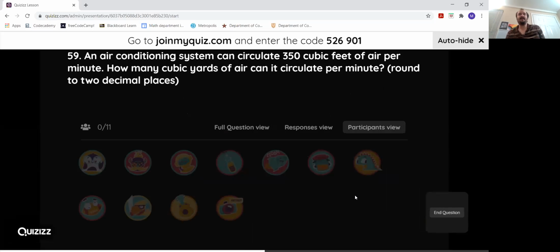Okay, so now we're doing an air conditioning system that can circulate 350 cubic feet of air per minute. Ooh, now we're doing conversions in multiple dimensions. So we talked a little bit about this back when we did geometry. But remember, 1 yard is 3 feet. So we have to think about square feet, and cubic feet, and how those differ.